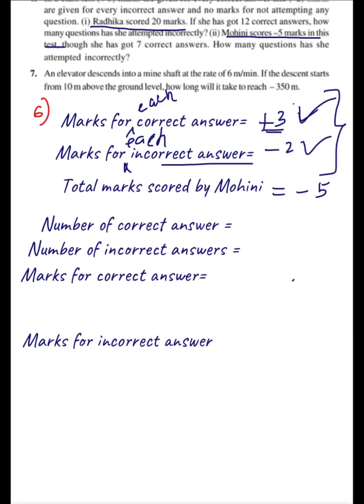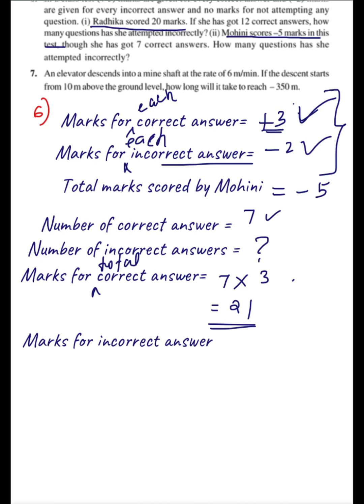Though she has got 7 correct answers, that means the number of correct answers is equal to 7. Understand? How many questions has she attempted incorrectly? Here also the question is the number of incorrect answers. Now what would be the marks for total correct answers? The number of correct answers is 7, so 7 into the marks for each correct answer, which is 3. So 7 into 3 means 21. Okay, 21 is the marks that she got for total correct answers.